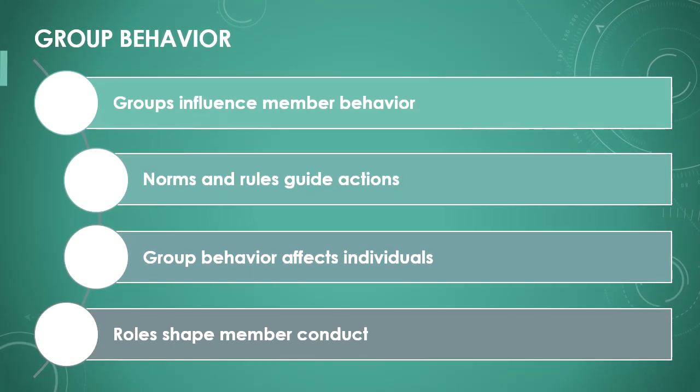Groups often have a strong influence on the behavior of their members. In groups, we tend to orient ourselves around certain norms and rules. The behavior of the group as a whole also affects how individual members behave. People often take on a specific role in groups, which determines their behavior.